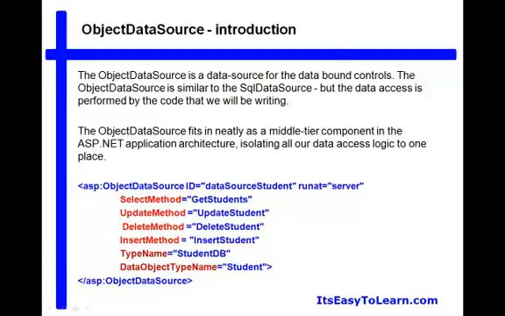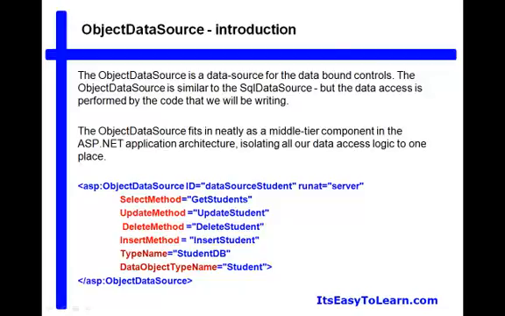The object data source is similar to the SQL data source, but the data access is performed by code that we will be writing. In this example for the object data source, we have an object data source defined with the ID data source student. It has a select method called getStudents, update method called updateStudent, delete method called deleteStudent, and an insert method called insertStudent. The type name is given by StudentDB.